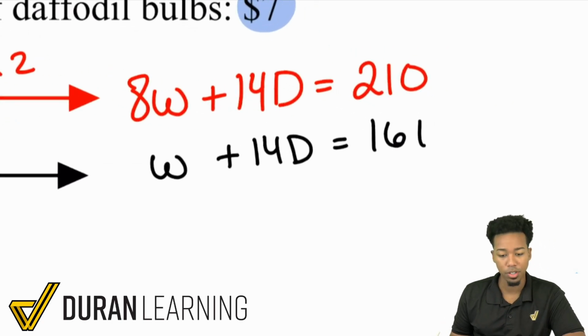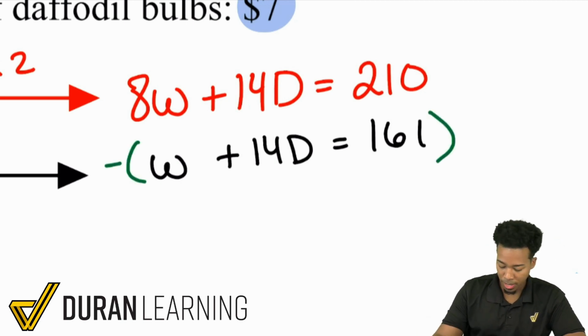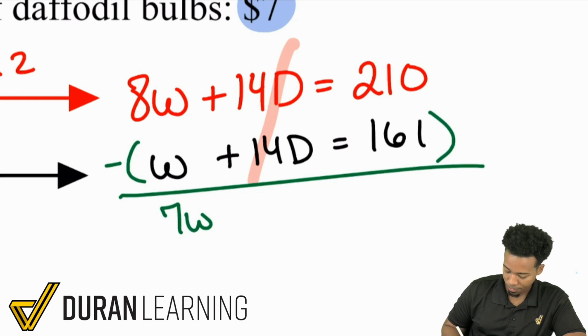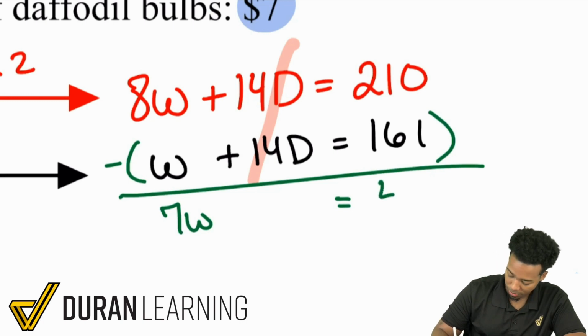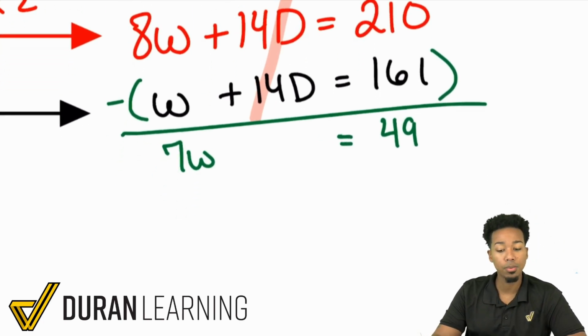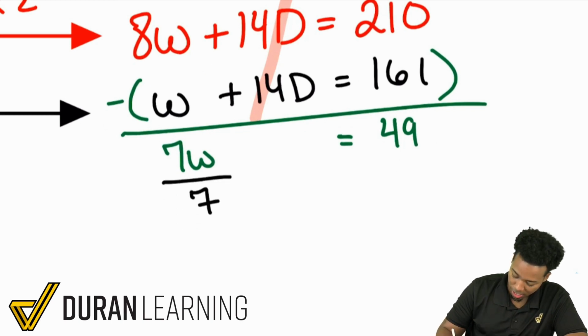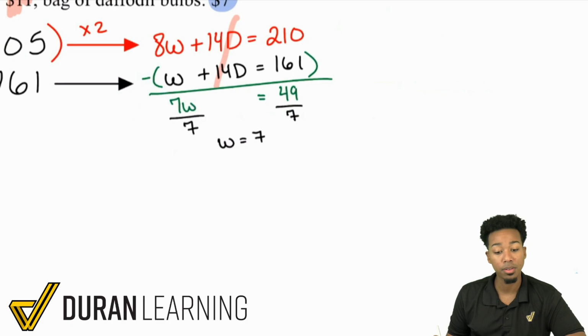And so checking this out, what I can do now, my party people, is I can go ahead and subtract the equations. 8W minus W will be 7W. 14D minus 14D cancels out. And then 210 minus 161 is going to be 49. So we have 7W equals 49. To get W by itself, I would divide both sides by 7, giving me W equals 7. And that means $7 per windflower bulb.